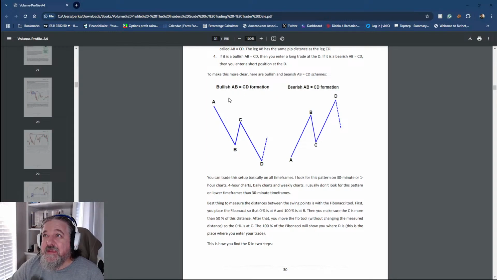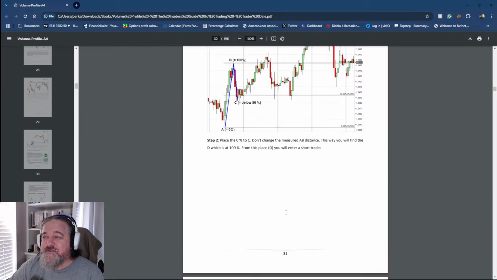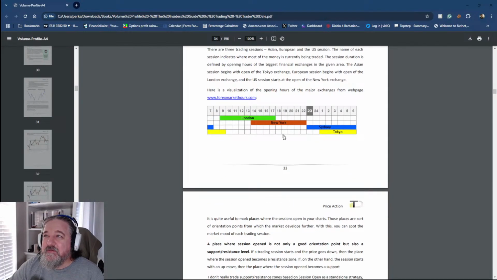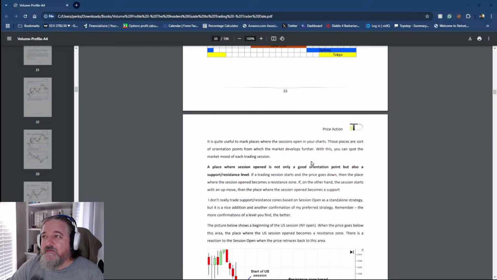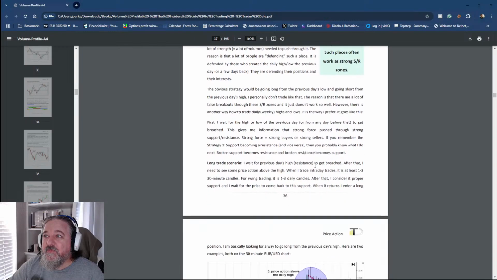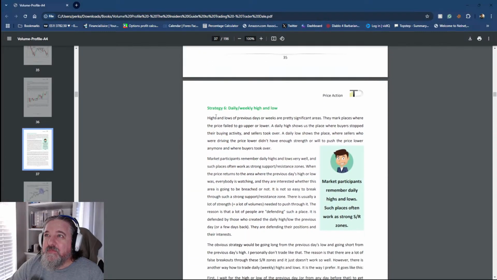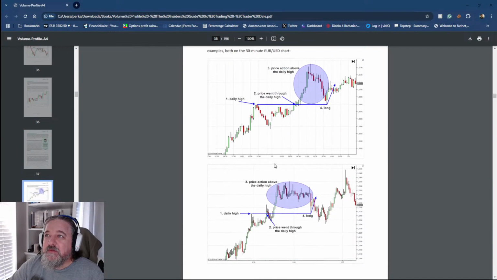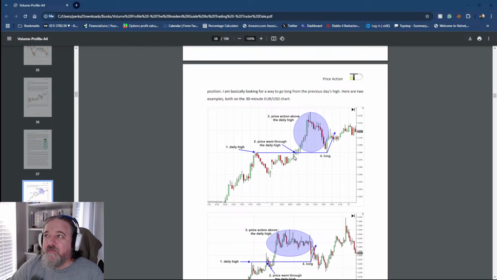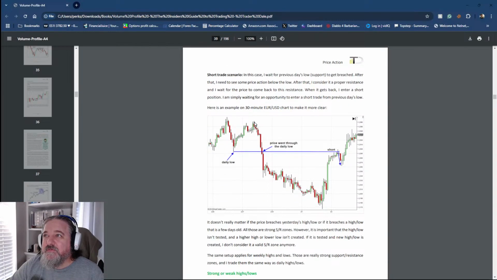AB equals CD. I don't really trade off of this, but you might like it. So read it, learn it, understand it. And again, I think page 25 through, I think it's 45, you really want to memorize. This next strategy, daily, weekly, high, lows. This is the daily high, price broke through it, come back to it on the retest, enter long or enter calls. Daily low, break through it, come back to it, enter short.